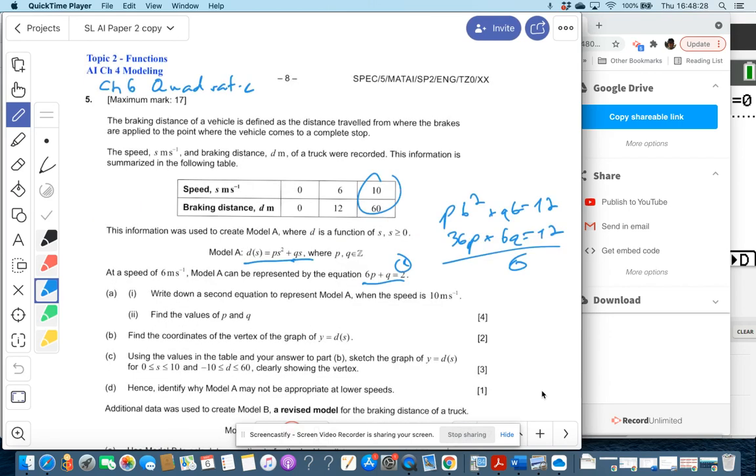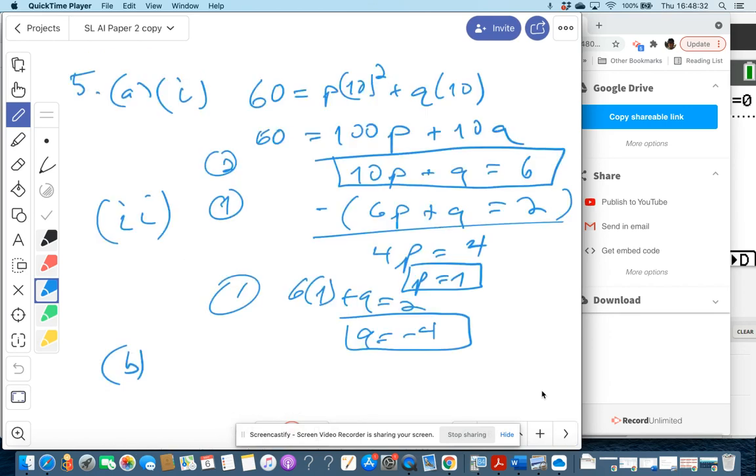Find the coordinates of the vertex of the graph. Now I can do this algebraically. I can do it graphically, a number of different ways to do this. I'm going to stick with the algebraic way. Okay, so our model for D, the stopping distance, again, I know that P is actually equal to 1 now, and Q is equal to negative 4. So that's actually my model for stopping distance.